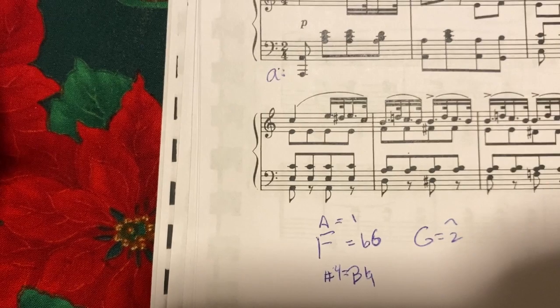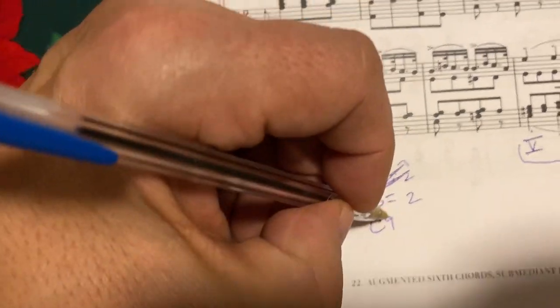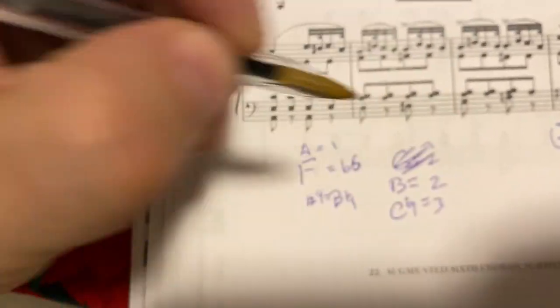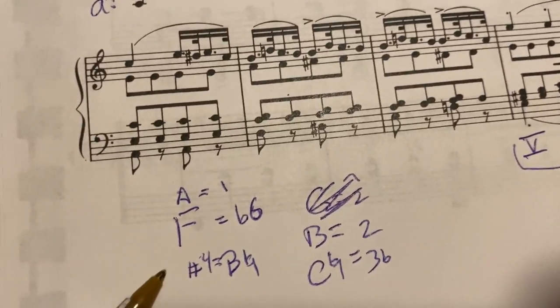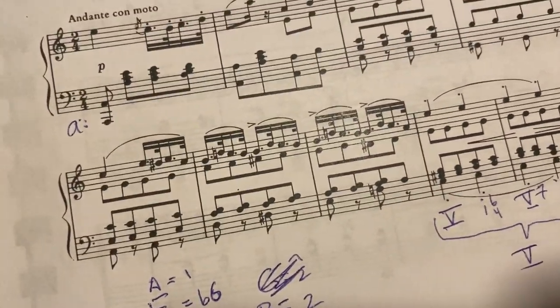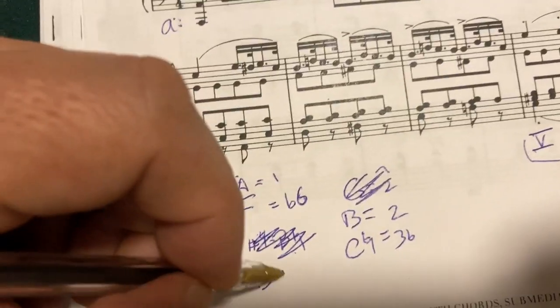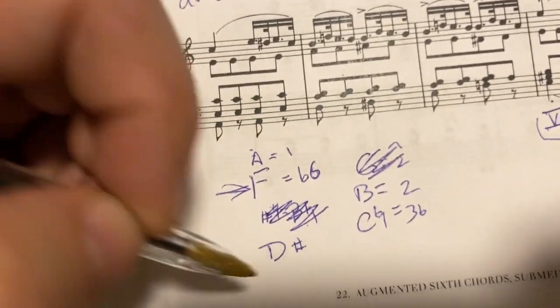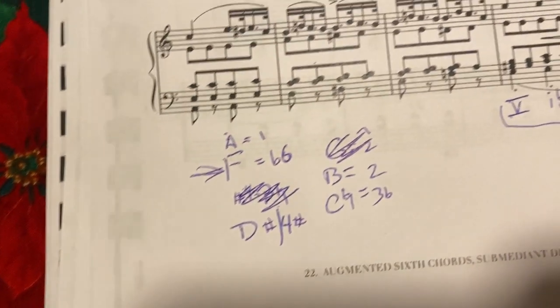Let me think about this. What have I done here? A, C. I'm sorry, wrong. If we had a B, sorry, I'm looking at the wrong thing because I'm staring through the camera. B equals 2 and C natural, flat 3, okay? All right, anyhow, I'm sorry, I've been thinking in the key of F this whole time. This should be a D sharp, sharp 4. If this was a class, my students would go, you got this wrong. But I don't have that for feedback right now.